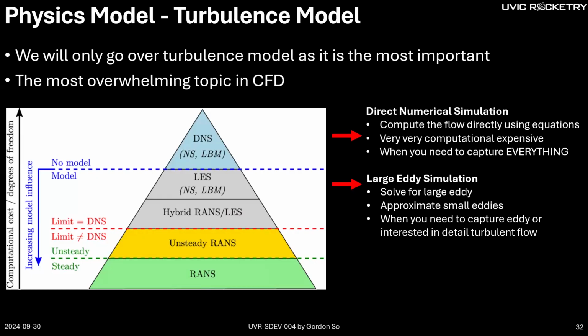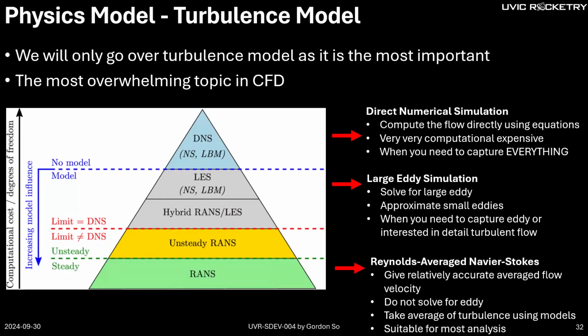And the final one is the most used, and we'll focus on this one because it's really important. It is RANS, Reynolds-averaged Navier-Stokes. As the name suggests, it's taking the average of your flow field. So you actually won't see any eddies because it's just taking a mean velocity profile. It's actually pretty accurate relative to DNS and LES and very suitable for most analyses, specifically when you only want a big picture.